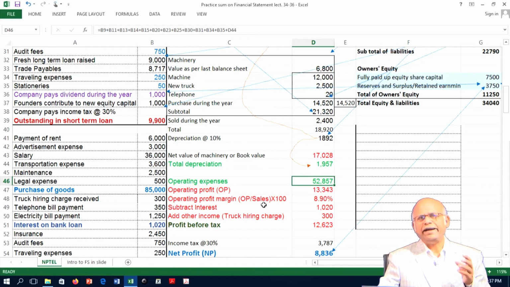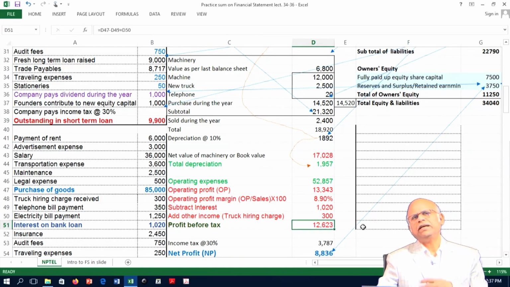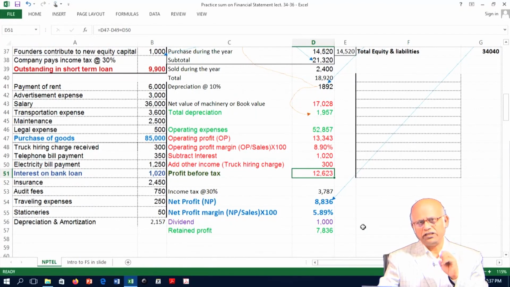Then we add other income. In this case there is other income: truck hiring charge is 300. So, we add that, and we subtract interest, because interest is not an operational expense. Eventually we get profit before tax, and we pay income tax on this amount.